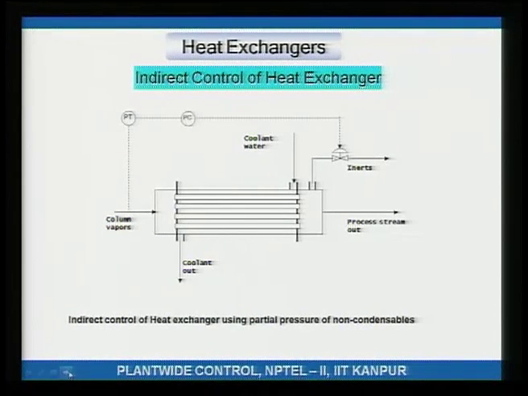Let us see, indirect control. Okay. So, here is a condenser which takes vapors from a distillation column, and this vapor has non-condensables. For example, let us say it has some nitrogen in it, or let us say it has some carbon dioxide in it. No matter how much cooling water you put in, the nitrogen or the carbon dioxide is not going to condense. These are called inerts or non-condensables.